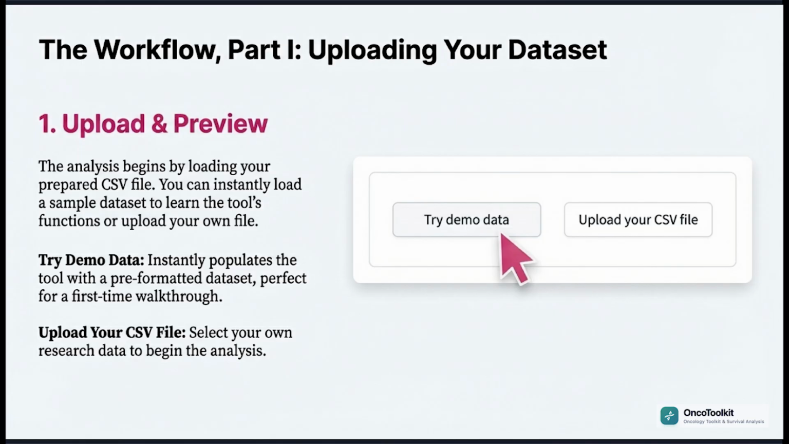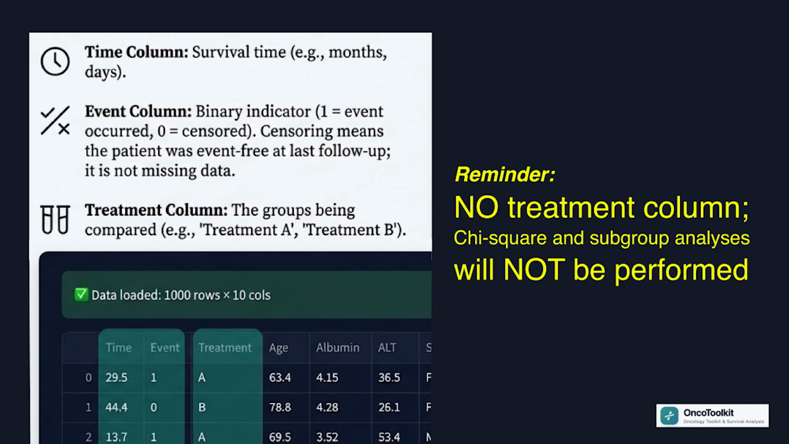First things first, we need to get our data in. You're just going to click Upload your CSV. For this walkthrough, we'll just use the Try Demo Data button to get going right away. Just a quick heads up, make sure your data is prepped and ready. You absolutely need 3 columns to make this work: a time column, an events column, and your treatment column. That's the core of it.